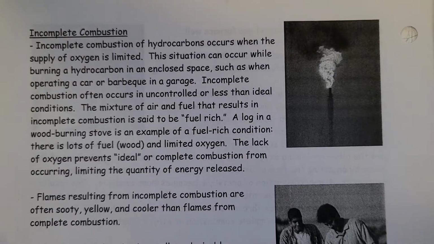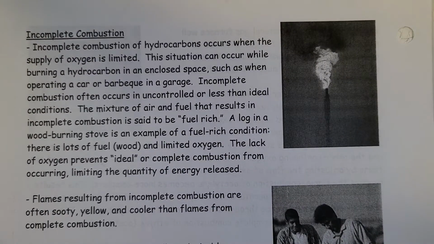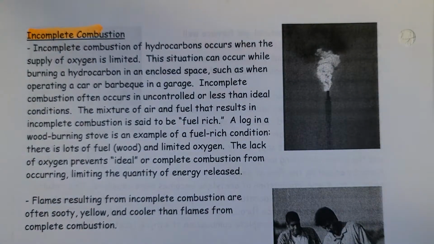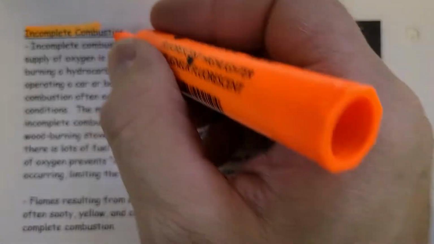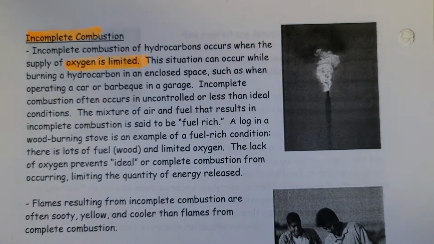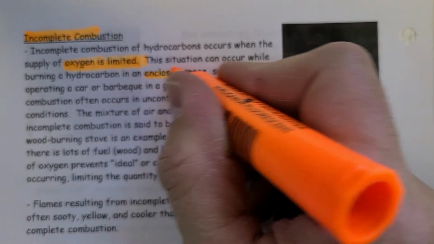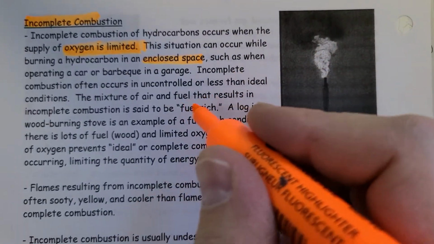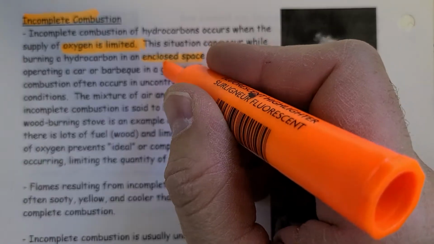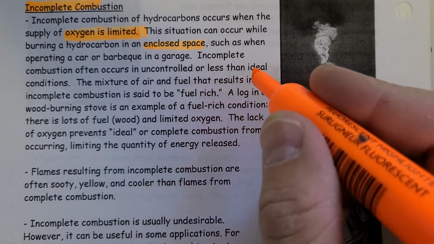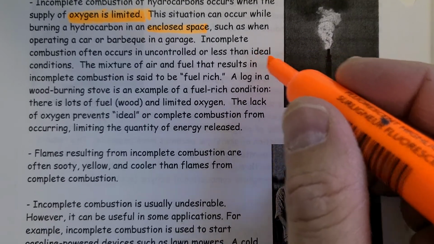Okay, so if we look at the next page here, we'll look at incomplete combustion. See how it is different than complete combustion. So incomplete combustion of hydrocarbons occurs when there's a limited supply of oxygen. This situation can occur when burning a hydrocarbon in an enclosed space, such as if you have a car going or a barbecue in the garage, which is not advisable. Incomplete combustion often occurs in uncontrolled or less than ideal conditions.